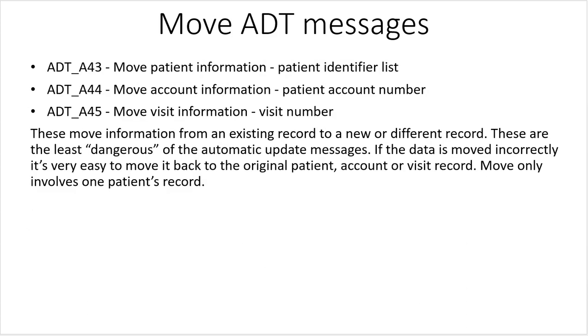So these are the move ADT messages. ADT A43 moves patient information, the patient identifier list. ADT A44 moves account information, the patient account number, and ADT A45 moves visit information, the visit number. So these move messages move information from an existing record to a new or different record. So it updates the patient's identifier list, which could be the MRN, it could be the account number, or their visit number. These are the least dangerous of the automatic update messages.